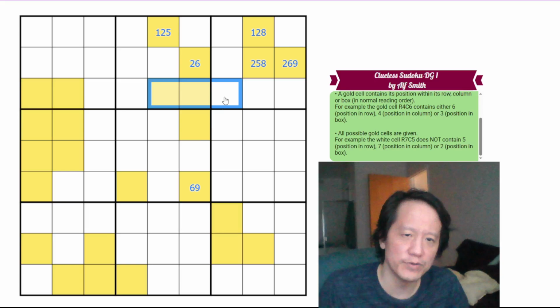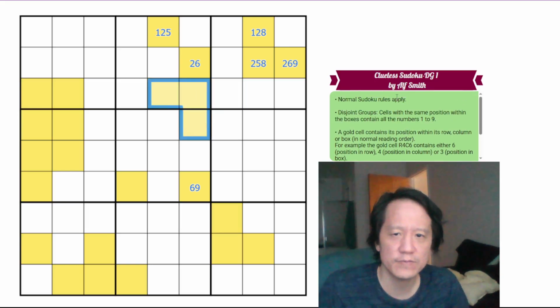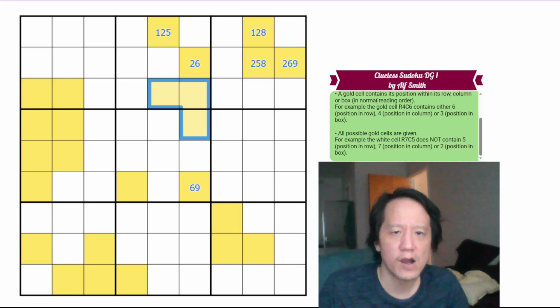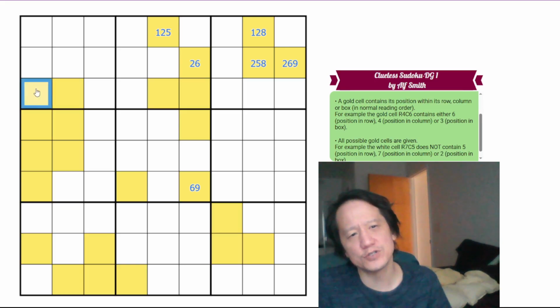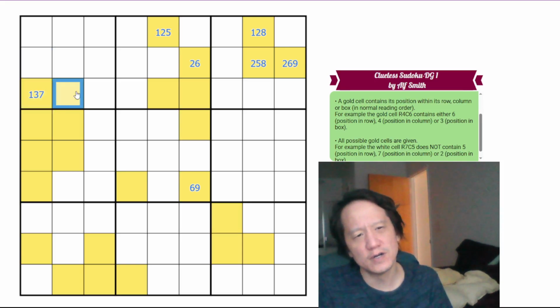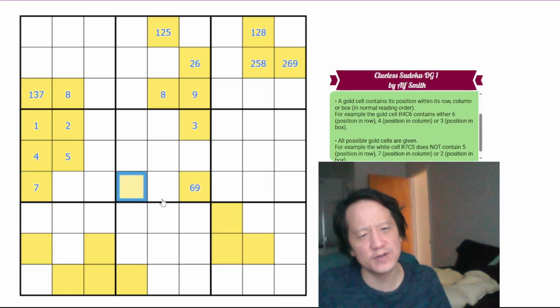So these can only be 3 digits each, right? We also have disjoint sets, so we have to keep that in mind. This digit can be 1st in its row, 3rd in its column, or 7th. So all the relative positions in the box, this can be 8, 8, 9. This is 1, 2, 3, 4, 5, 7, 7.